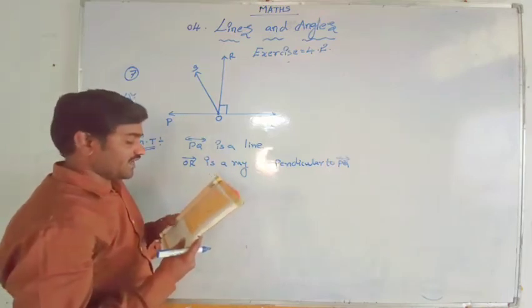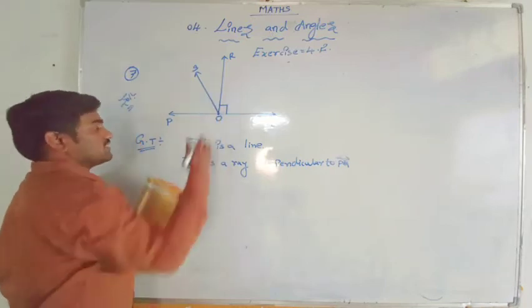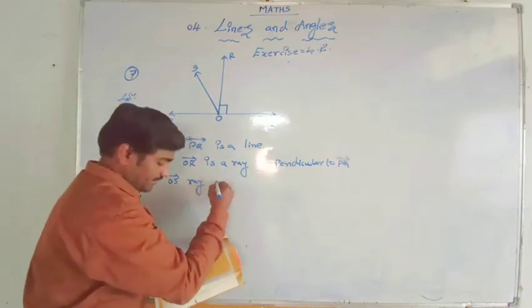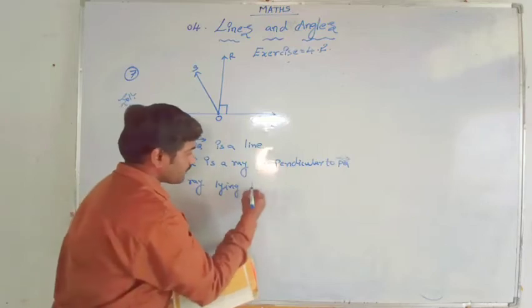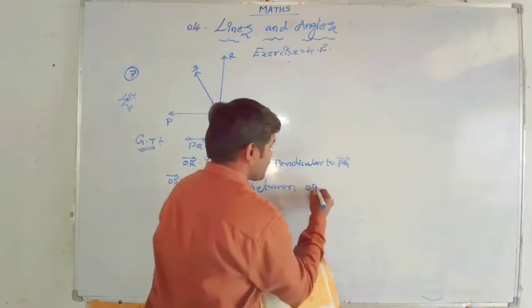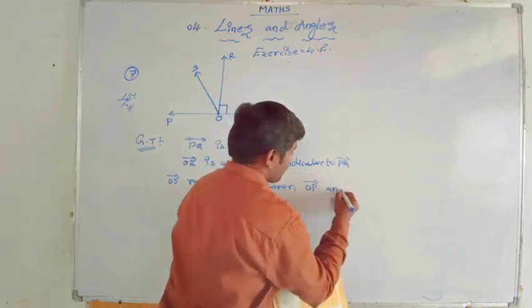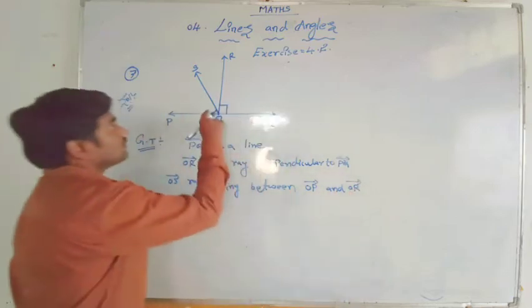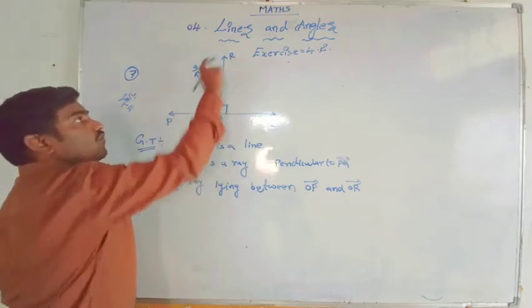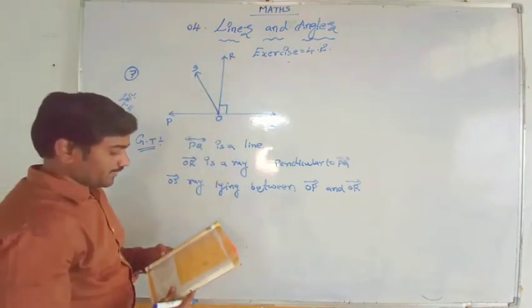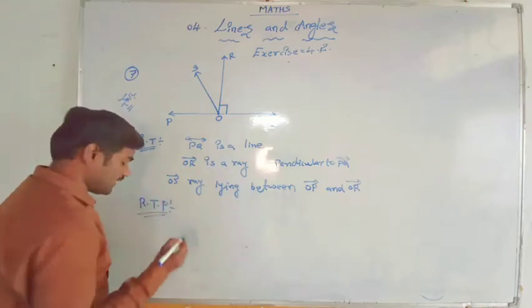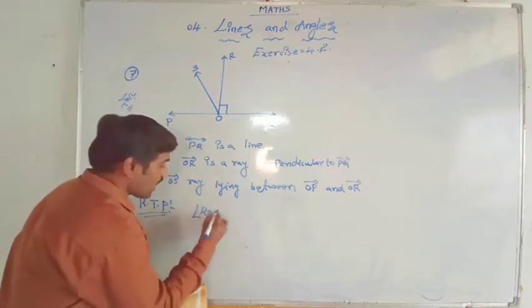OS is another ray lying between OB ray and OR ray. This is what is given. We have to prove that, RTP, required to find angle ROS.